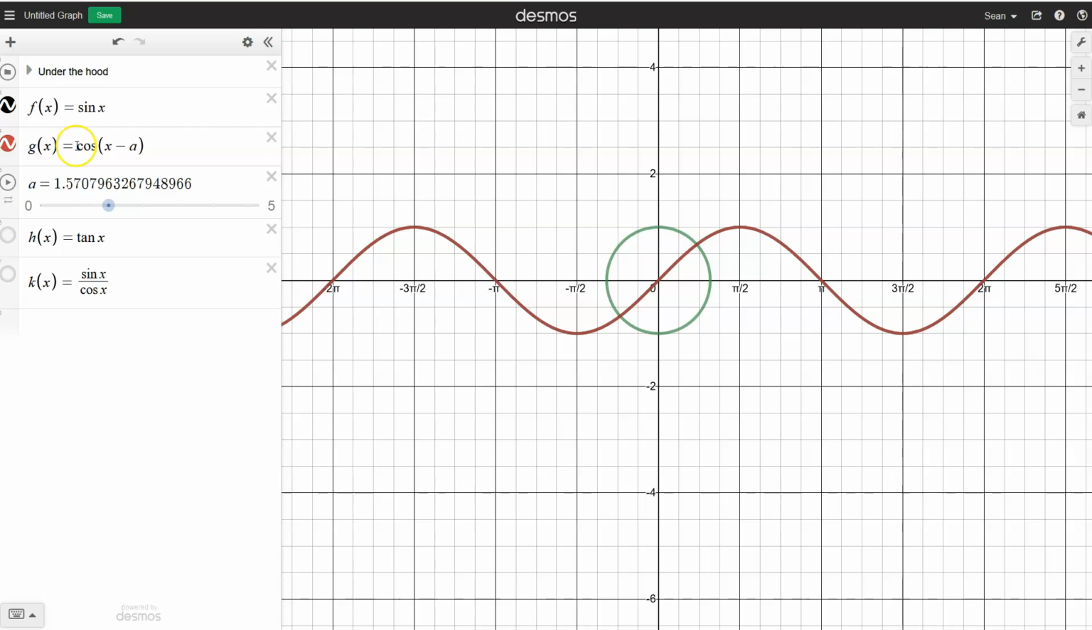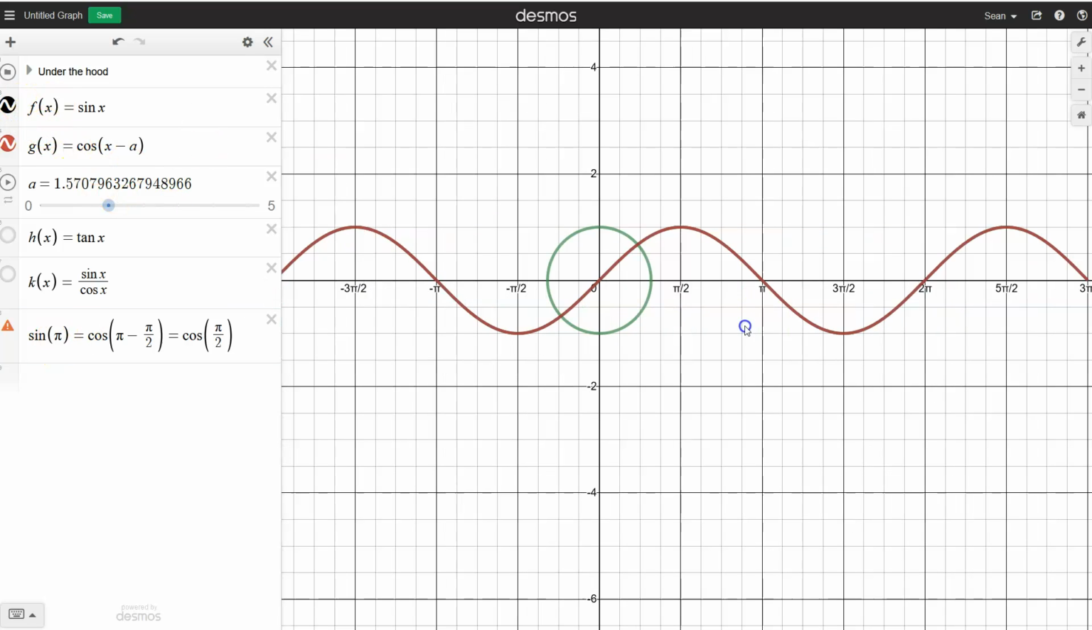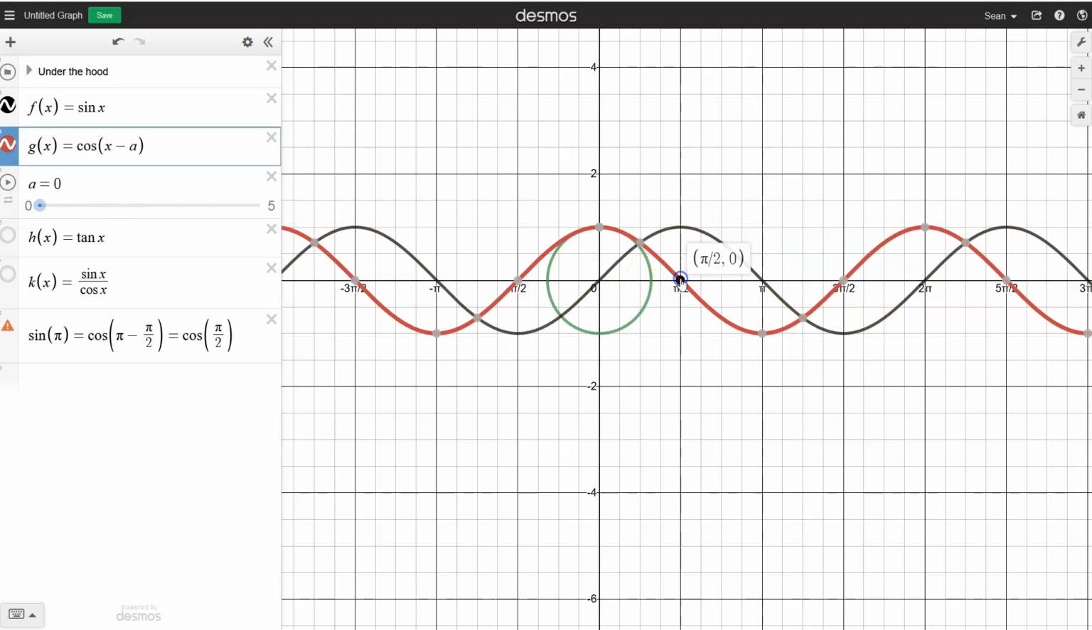So you get a lot of nice equivalences from that. So instead of writing, for example, sine of pi, I could instead write this as cosine of pi minus pi over 2, which we know would be the same as cos of pi over 2. Now I'm choosing simple values here, but let's think of that. What's happening? Sine of pi, sine is the black curve, this is the one we're on, is 0. And that's going to be equal to cosine of pi over 2, which we know is 0. It sits right here.